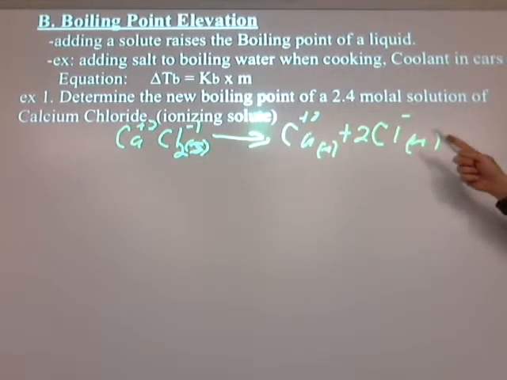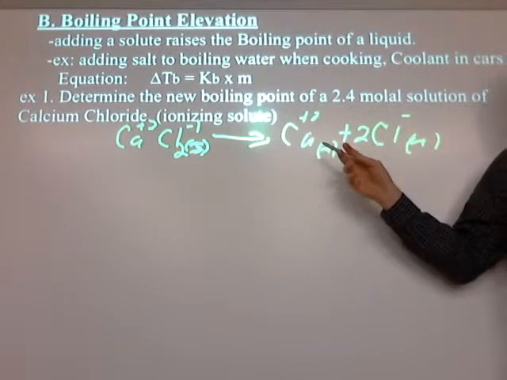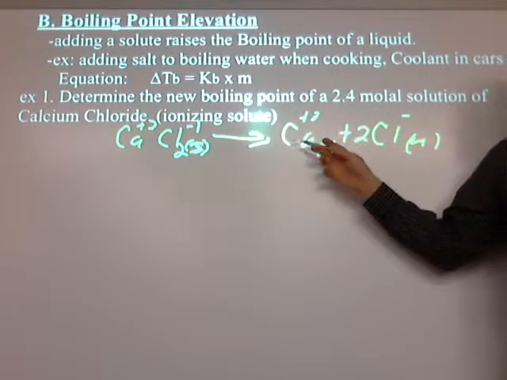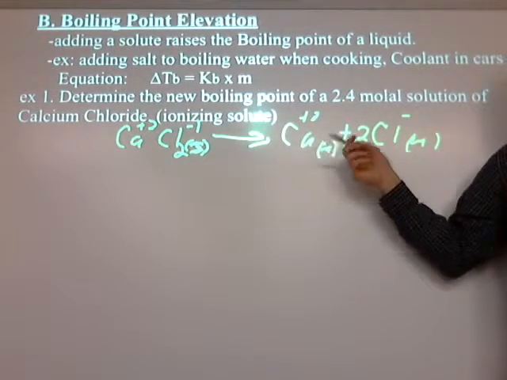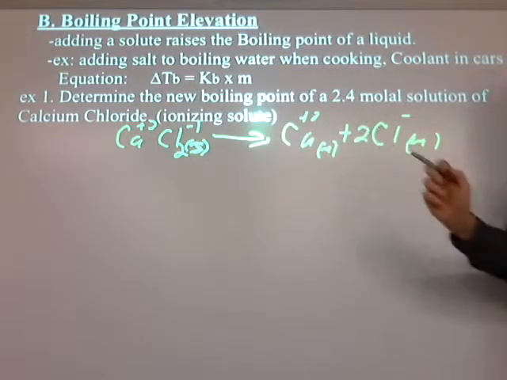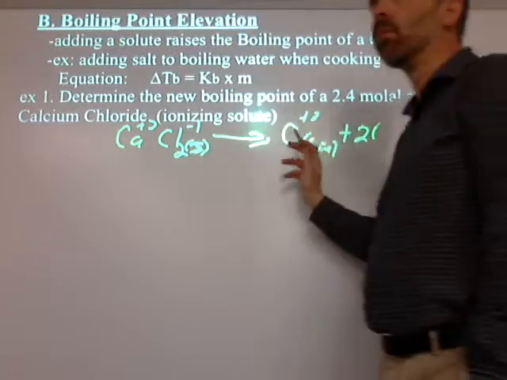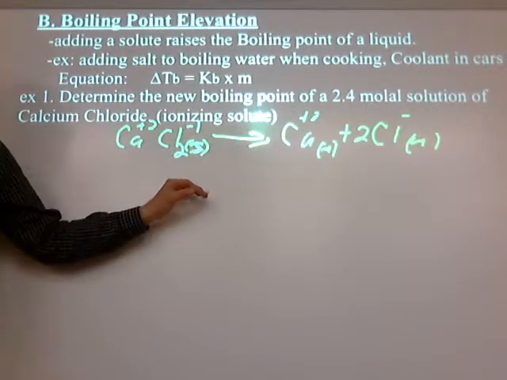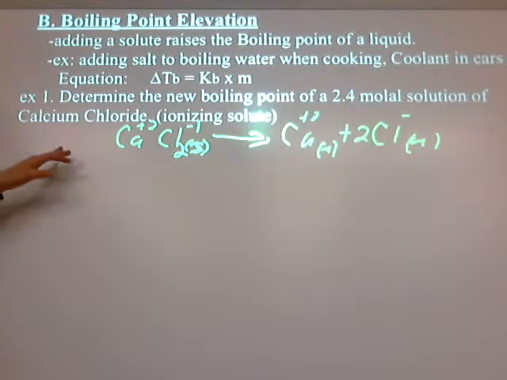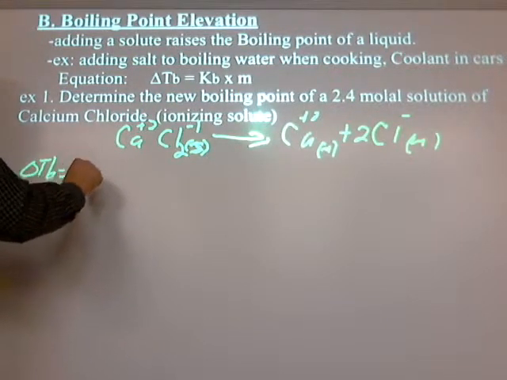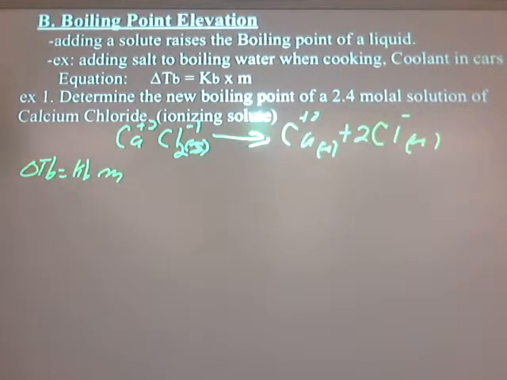Okay. Now this guy, what does that tell me? What am I going to have to do to my answer here when I calculate the freezing point or the boiling point change? How many particles does this break up into? 3. So I'm going to have to multiply whatever I get for my answer by the number of particles, 3. So keep that in mind. But it is a very easy problem because the equation is just delta TB equals KB times M. And I already know KB and I already know M.